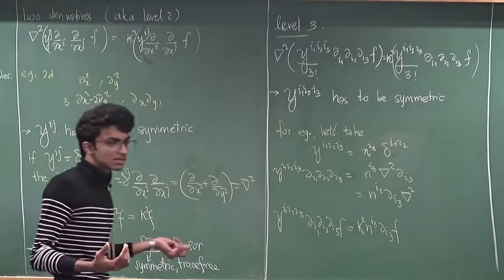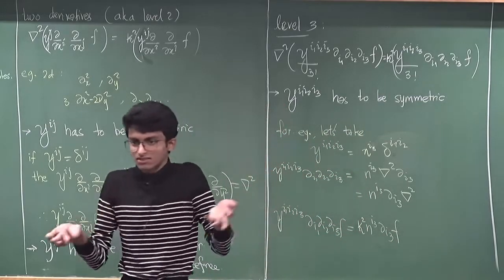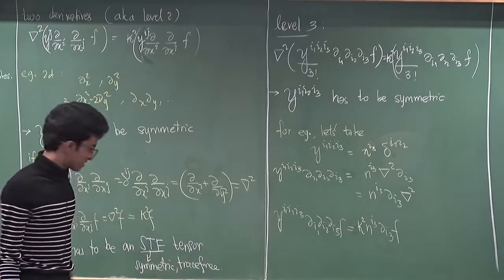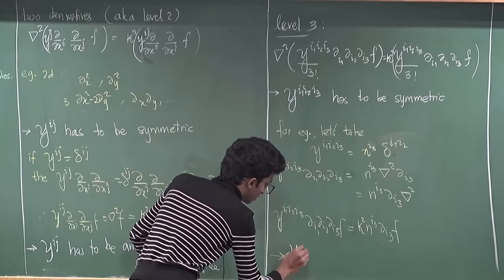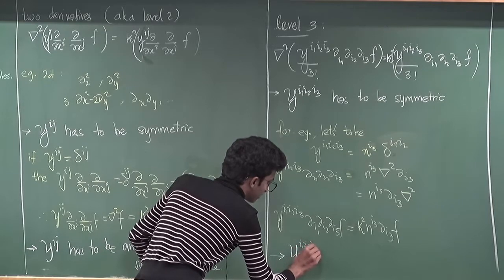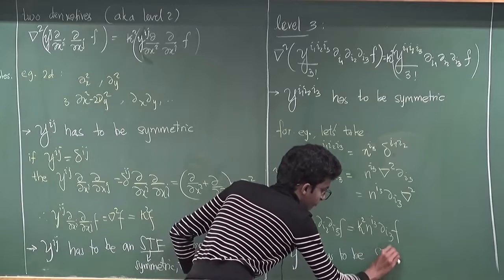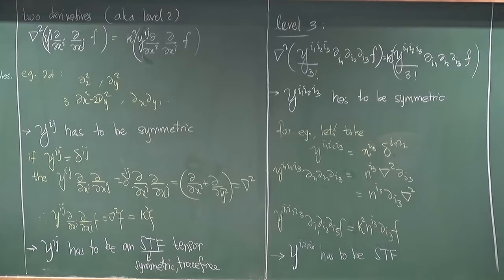Which basically means, again, what we find is that y has to be trace-free. If you take any two indices the same and find the trace, there shouldn't be a trace. So what this means is that we should take y_{i1 i2 i3} to be STF. Right? Make sense?